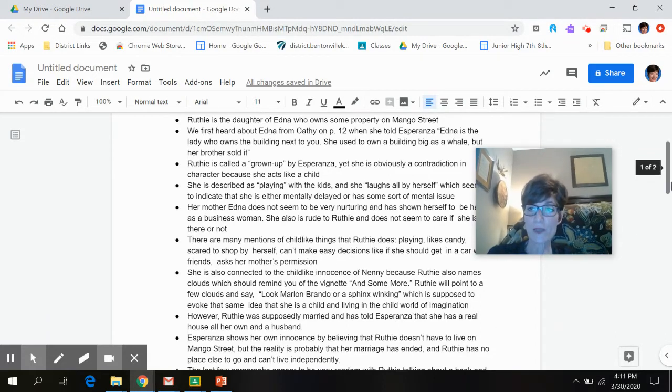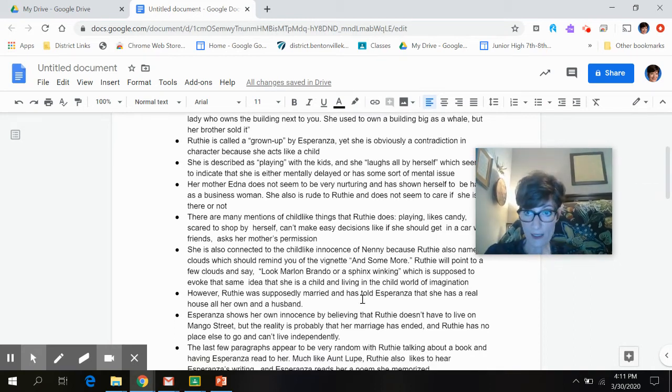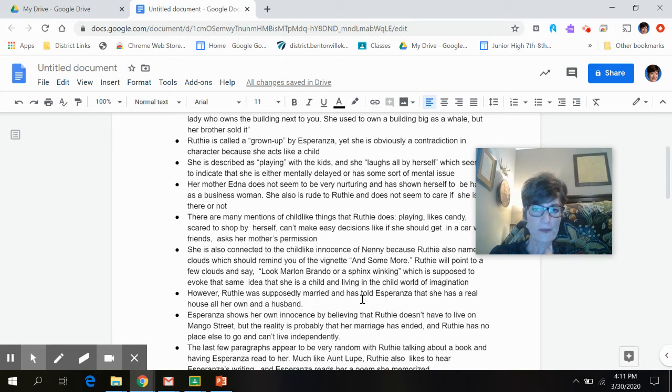Now, again, as we continue through the vignette, we also have this contrasting idea that Ruthie is an adult because she doesn't want to shop. She doesn't want to go out and make decisions. She can't go out with friends. She's scared like a wild animal, and all these things, her teeth hurt, mismatched clothes, make her seem young. But yet we find out in the very last page, on page 69, that she's supposed to be married. And we get this kind of confusing idea through Esperanza that maybe she really doesn't have to live on Mango Street.